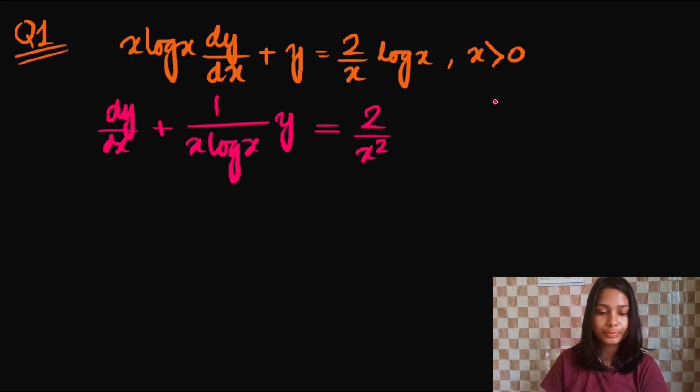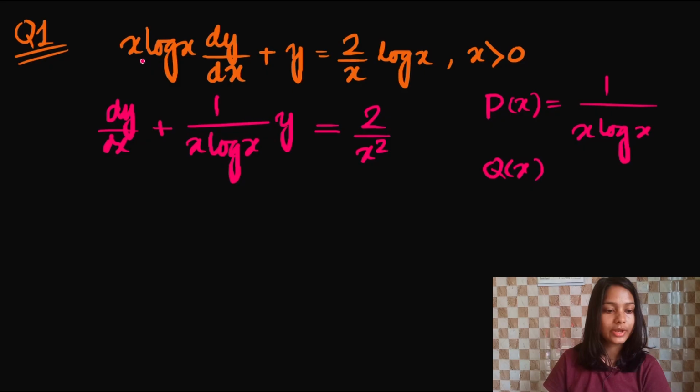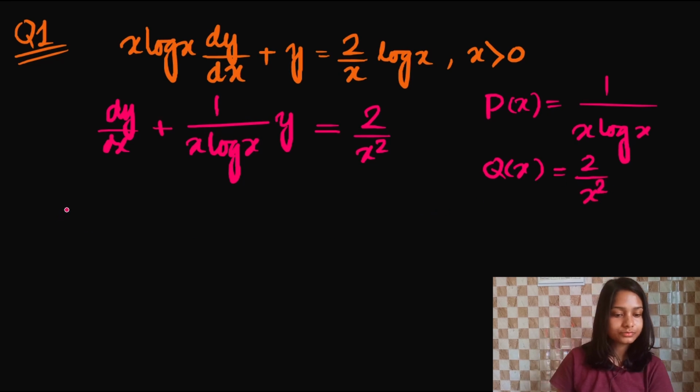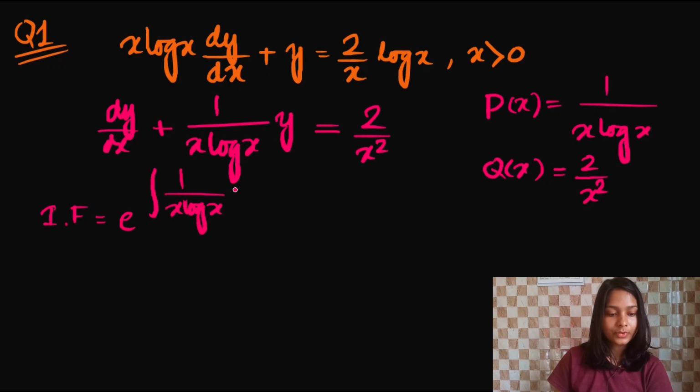So if we compare with the standard form, the P(x) function here is 1 by x log x, and the Q(x) function, after dividing, will be 2 by x square, and log x will get cancelled out. So here the integrating factor is e power integration of 1 by x log x dx. Okay, so how can we integrate this function?